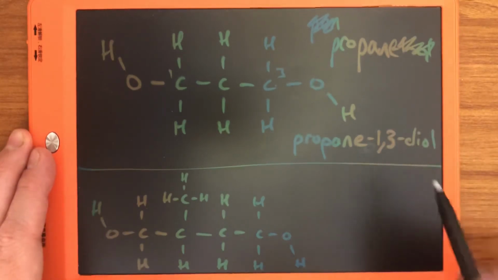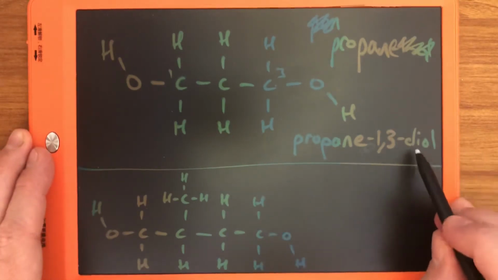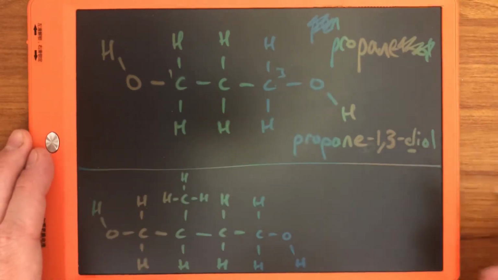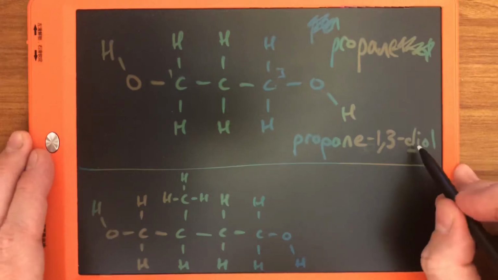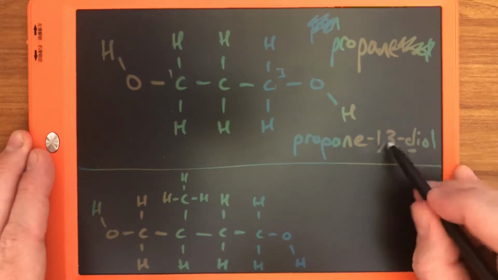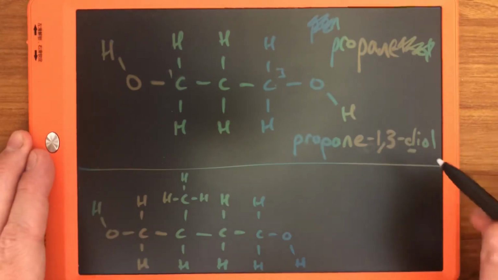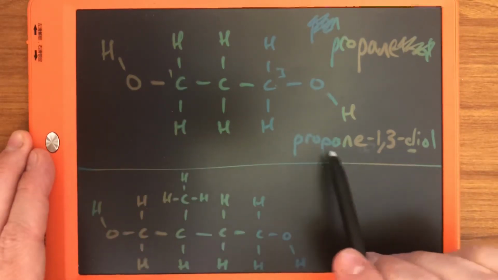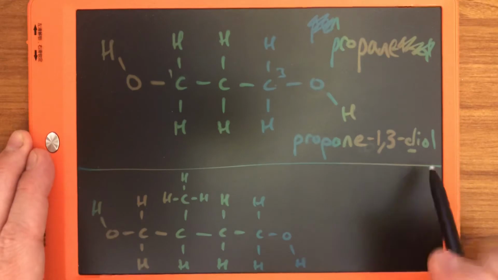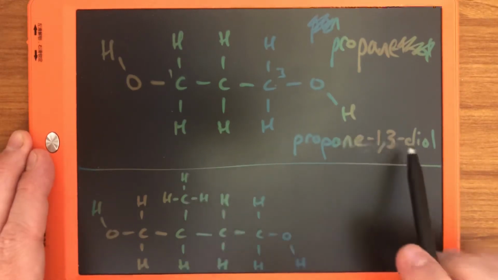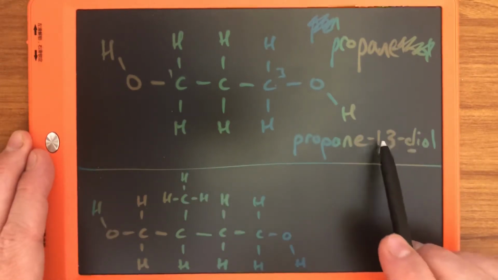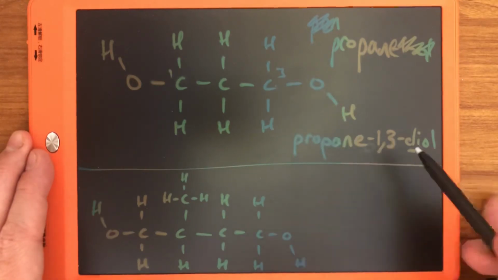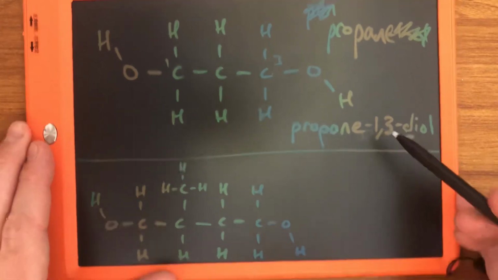Now, when you're doing this, you have to make sure that you remember that if you see 2 of the same group, you need to see the di or tri if you have 3. And if you're talking about di anything, you need to see 2 numbers, even if they were the same number. If both the alcohols were on the same carbon, then it would be propane 1,1-diol. So you must have a number. You must number each carbon that an alcohol is on, even if they're all on the same carbon.